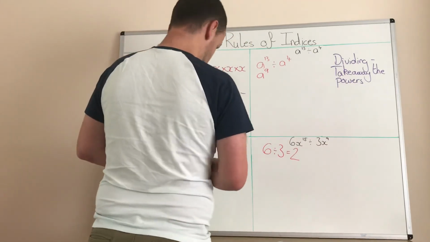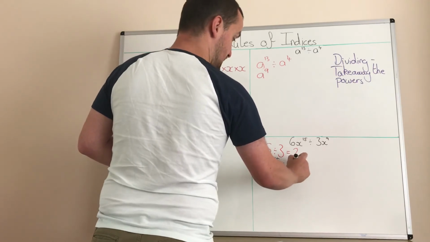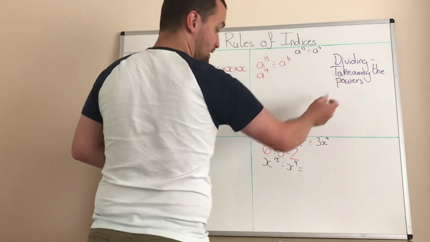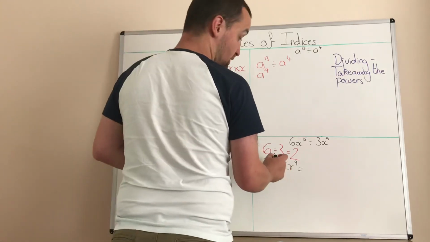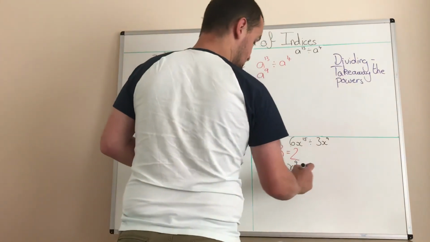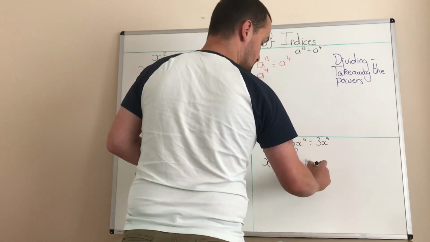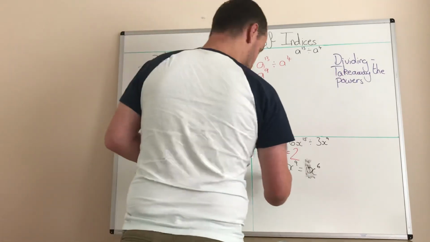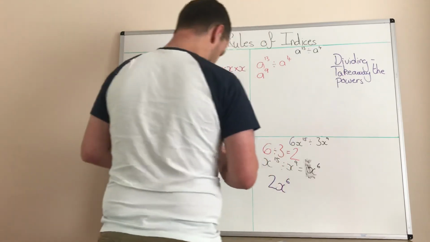Then we've got x to the power of 15 divided by x to the power of 9. When we're dividing, we take away the powers. 15 take away 9 is 6, and it's x to the 6. Then what we need to do is put these all together, so we end up with 2x to the power of 6.